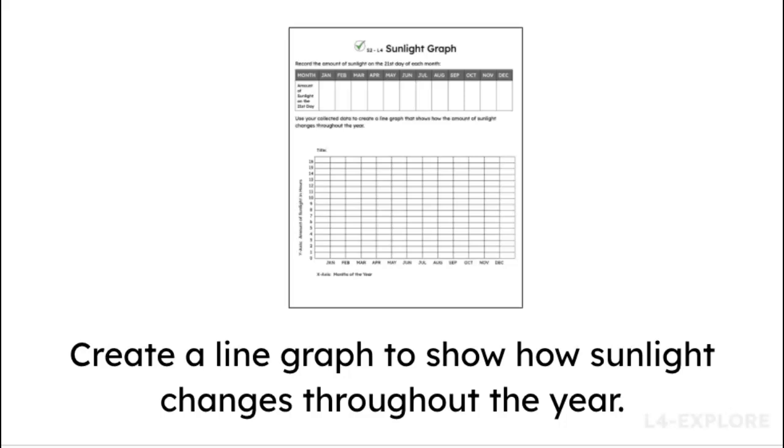Students should use the duration of daylight information on the table to find the amount of daylight on the 21st day of each month. Then students should record the information on the Sunlight Graph student journal page. Next, students should use the amount of daylight on the 21st day of each month to create a line graph that shows how the amount of sunlight changes throughout the year.